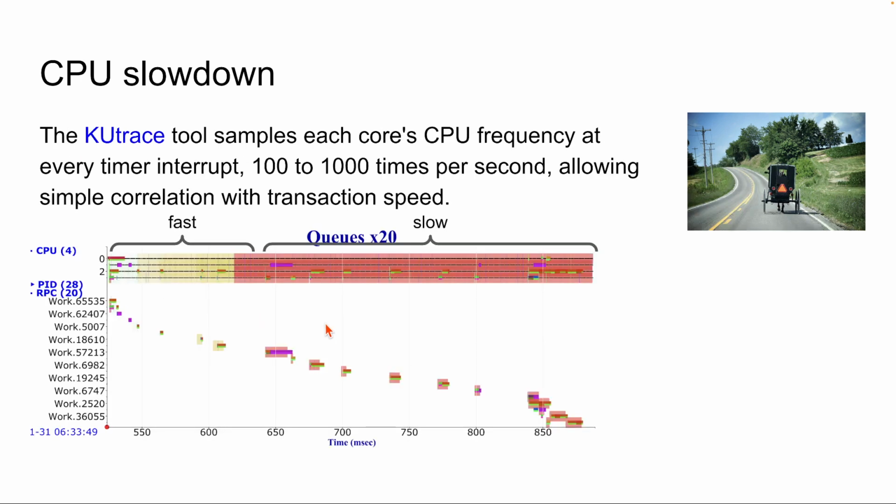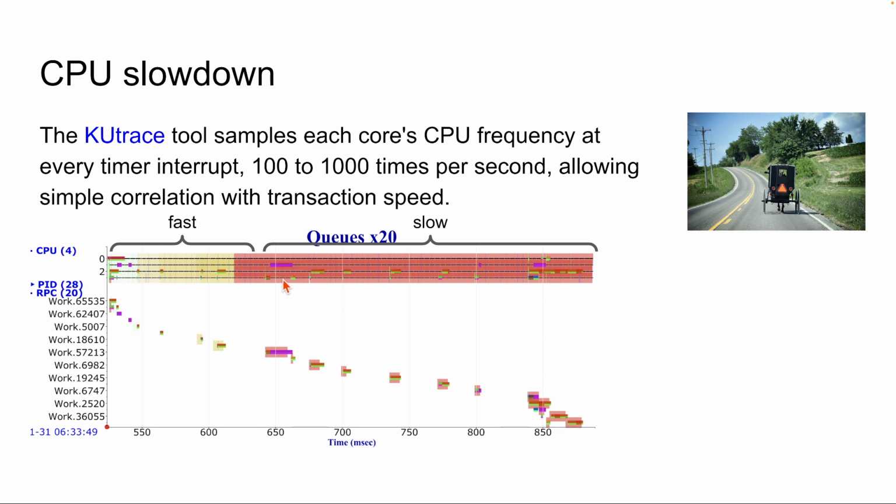So here's the output from the KUtrace tool that's discussed in the book. It samples each CPU core's frequency at every timer interrupt. So there's 100 to 1,000 samples per second. Here's across 4 CPUs. Over here, this green overlay shows full CPU speed. The yellow ones are gradually slower CPU speed, and the red ones are minimal CPU speed.